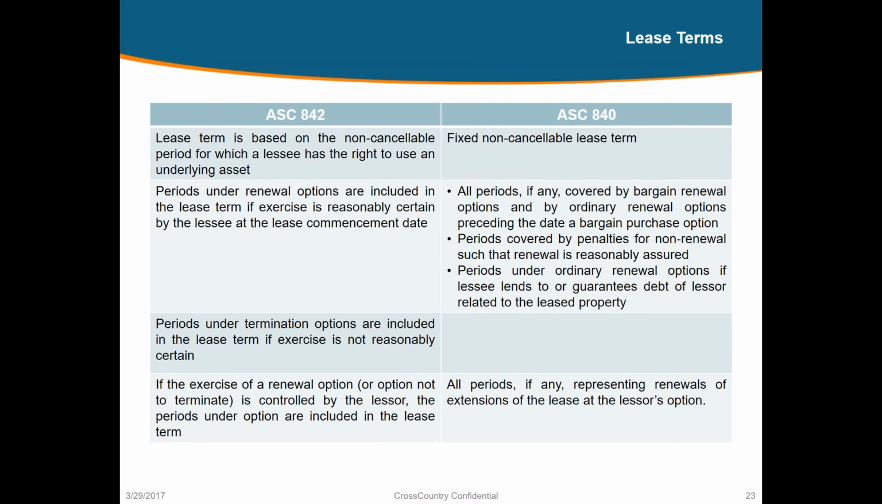Treatment of termination options is not specifically addressed in Topic 840. However, a termination option can act in the same manner as a renewal option, so the conditions that apply to specific renewal options will also apply to a termination option. The term reasonably certain in Topic 842 was intended to equate to reasonably assured in Topic 840. Reasonably certain considers all economic factors relevant: contract-based, asset-based, market-based, and entity-based factors.